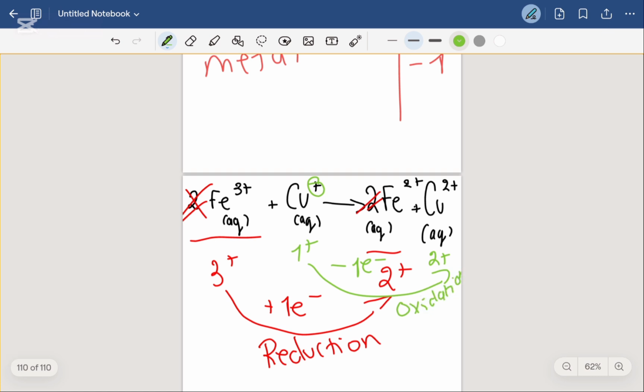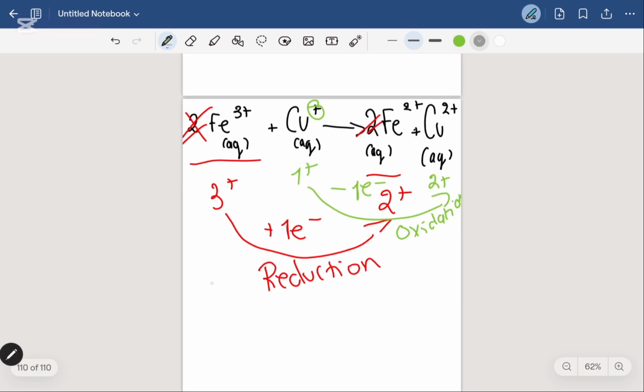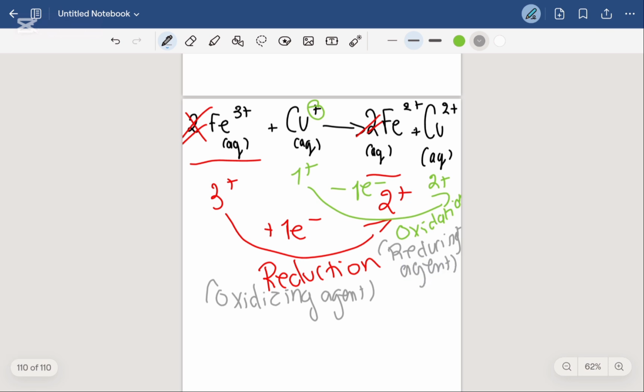Okay? Now, we said which one undergoes the reduction. The one that undergoes the reduction, we call this the oxidizing agent or the oxidant. And which one undergoes oxidation? The Cu+. So we call this the reducing agent or the reductant. Okay? So this, we call a net ionic equation.